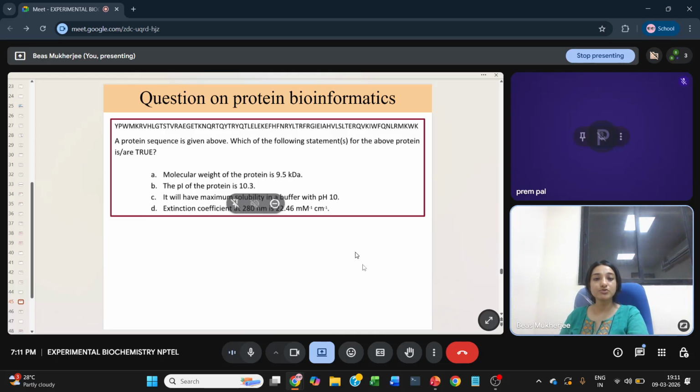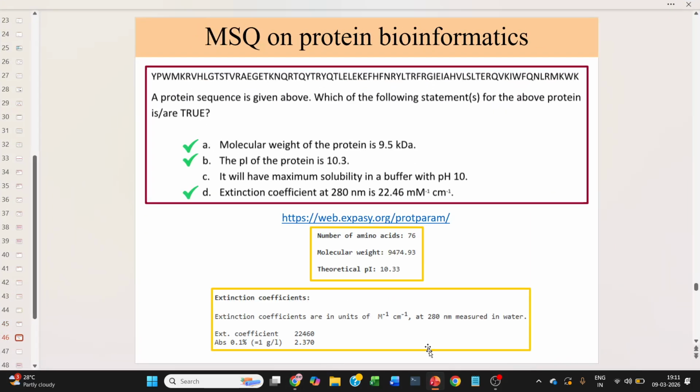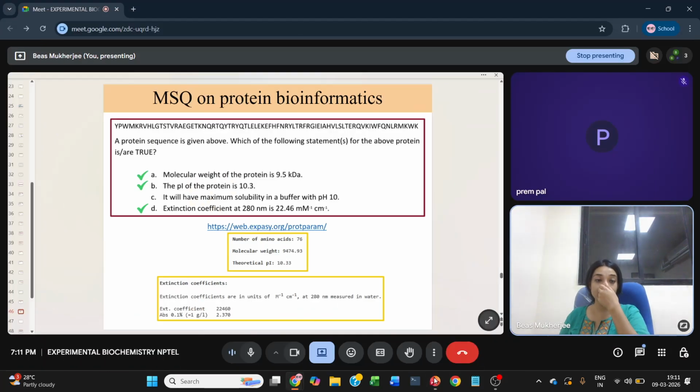So what you need to do is take the sequence and paste it in Expasy. Once you paste it, the website link is given for your reference. You will come to know that the number of amino acids is 76, molecular weight is 9.5 kDa. So A is correct. PI is 10.3, that is also correct. Extinction coefficient is also given. So all of these things are correct.